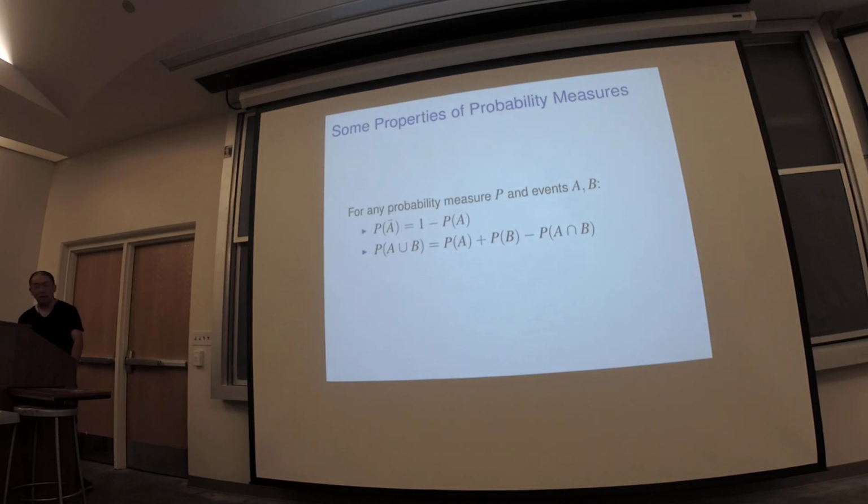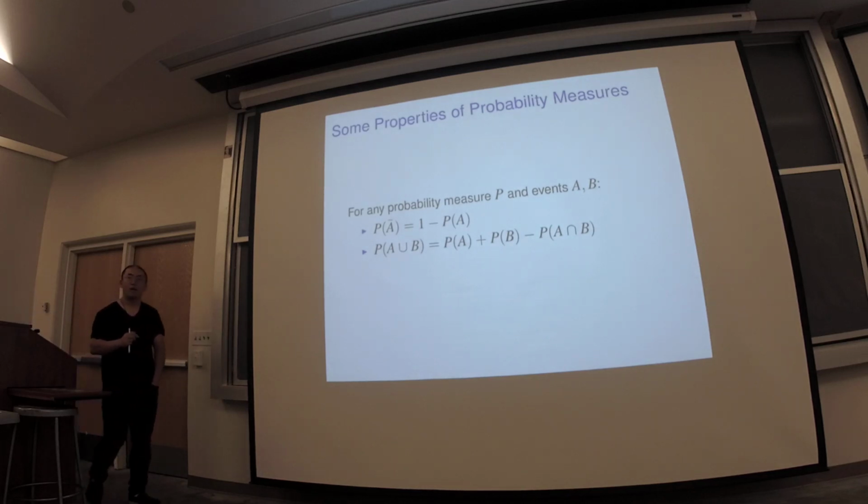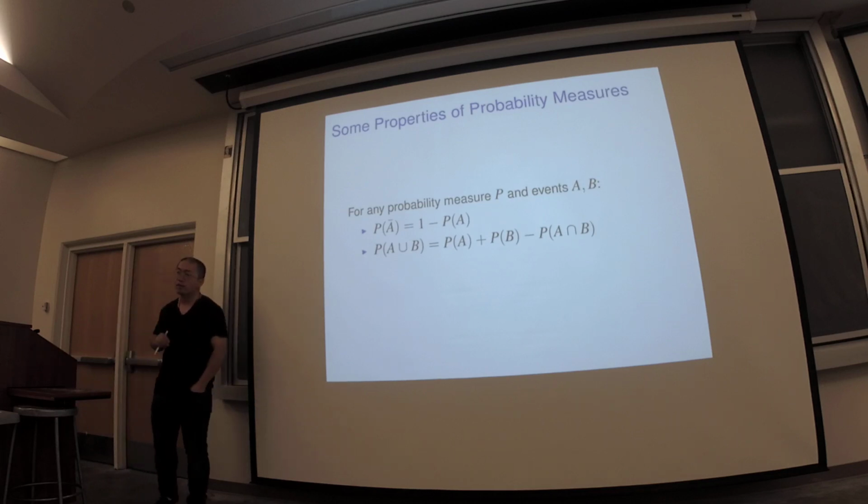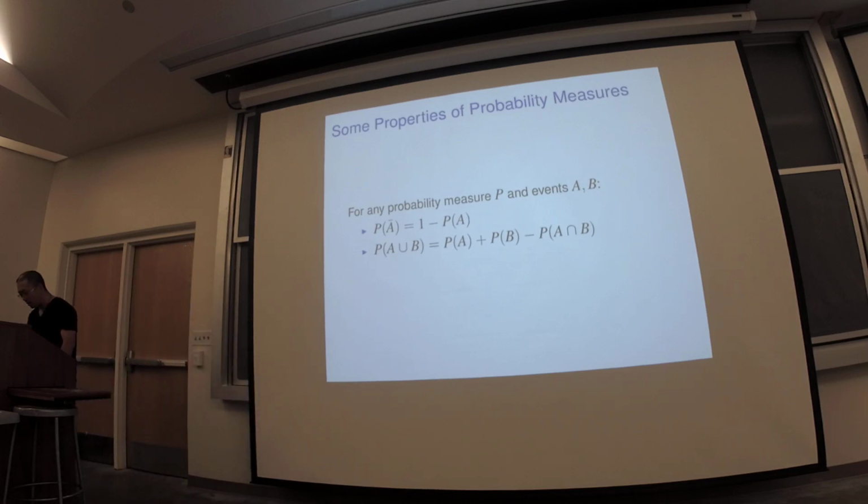Some properties of probability measures. These are consistent with what you have learned in probability and statistics, so we just briefly mention them. The probability measure over the complement of the set, or event A, is equal to 1 minus the probability measure over A. And the probability measure over A union B is equal to the probability measure over A plus the probability measure over B, where, for brevity, I just call the probability measure over B the probability of B, minus the probability of A intersecting B. These are the results from our entry-level statistics course, right?